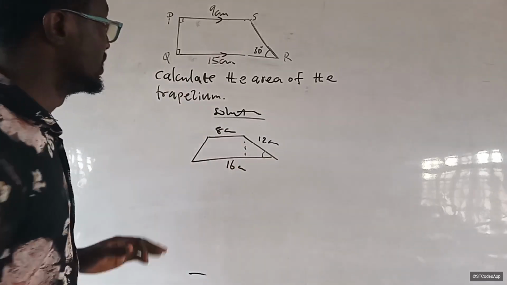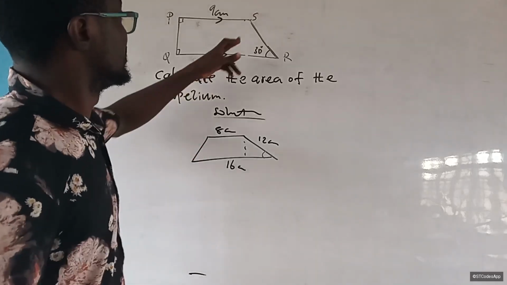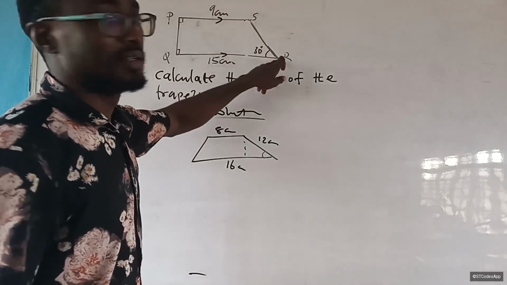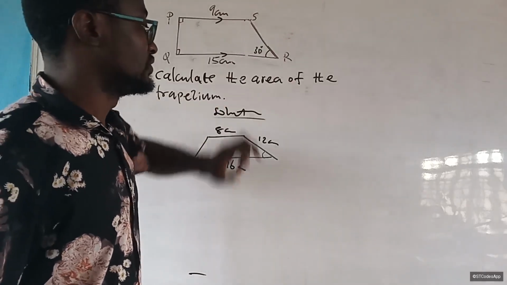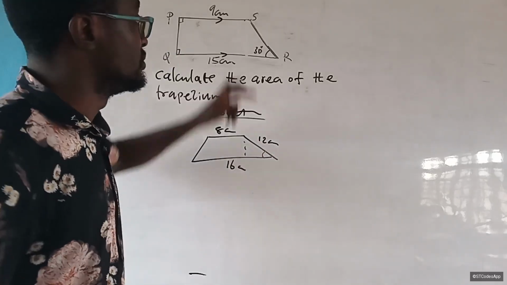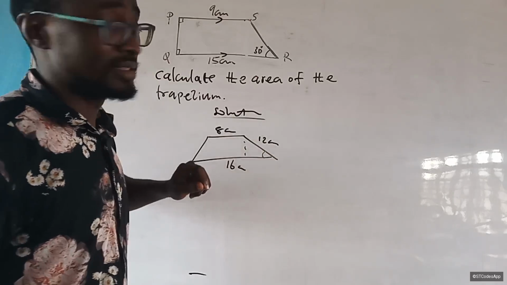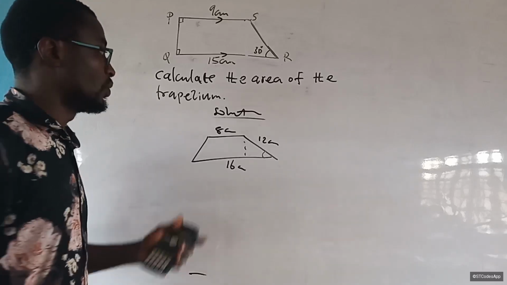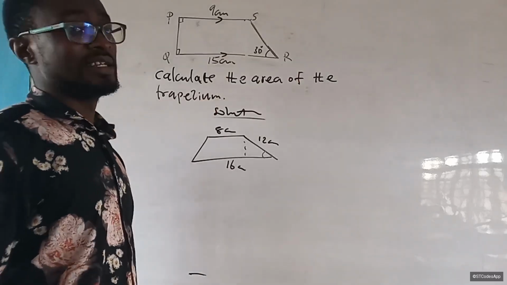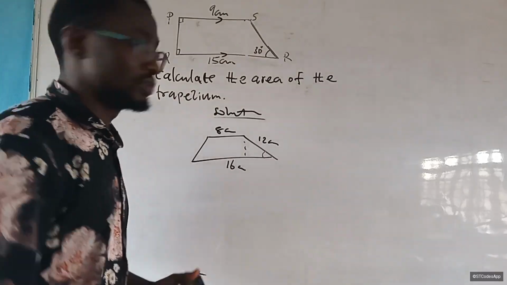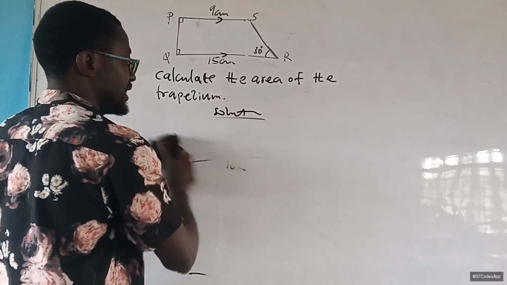The only difference here is that the height of this trapezium is not given, and this length here is also not given. Just like in the previous one we solved before, this length was given, so we were able to relate that using trigonometric ratio. So how do we go about solving this one now when this length here is not given? We're only given the two parallel sides. Okay, so let's take it one step at a time.